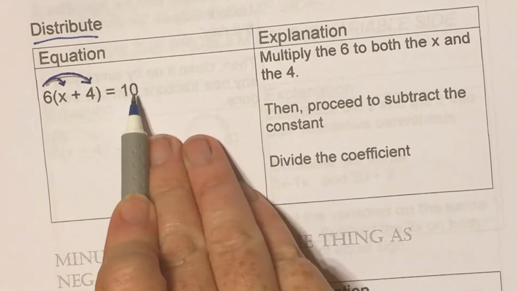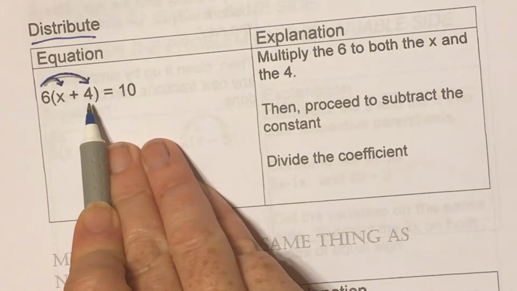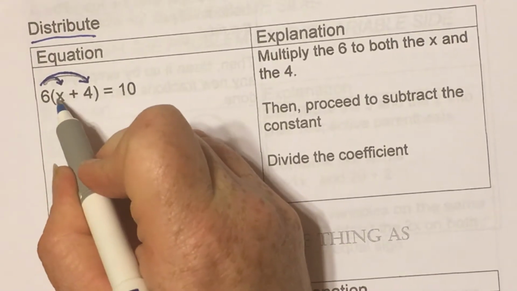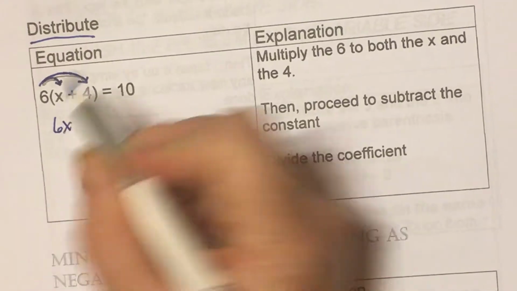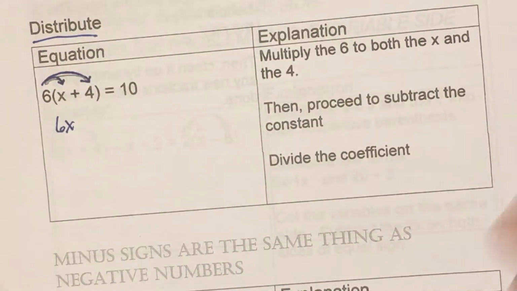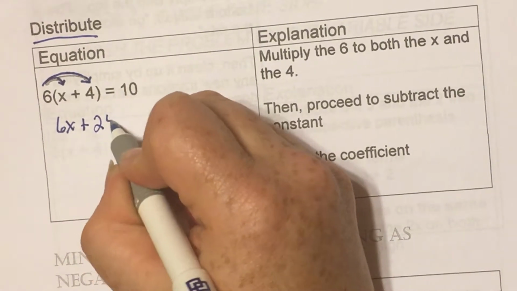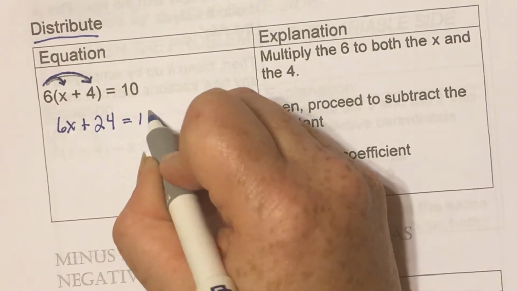We're not going to jump over to the 10 because it's not what the 6 is directly connected to. So when we multiply, we're going to have 6 times x. Those two just shove right next to each other. Plus 6 times 4 is 24 equals 10.